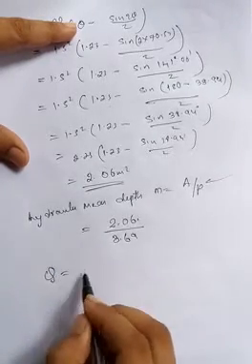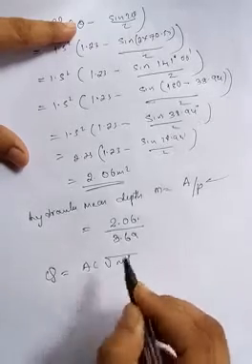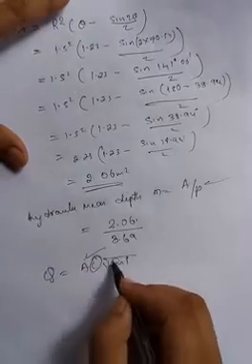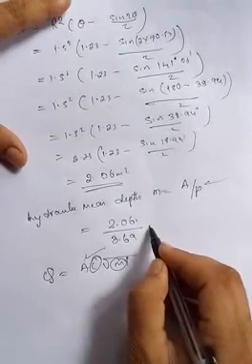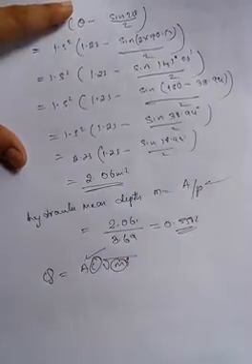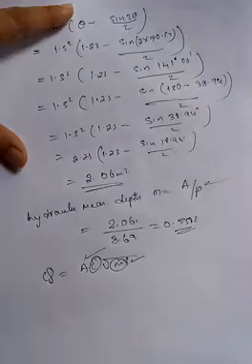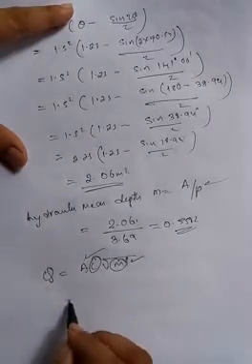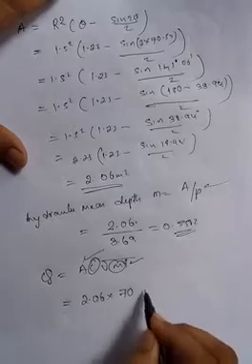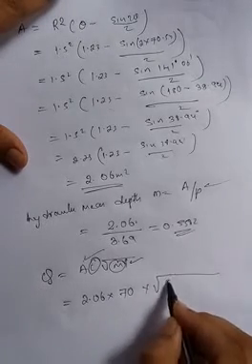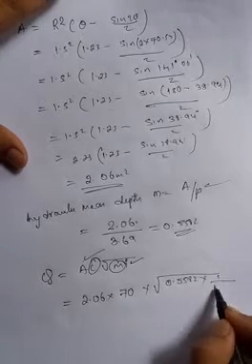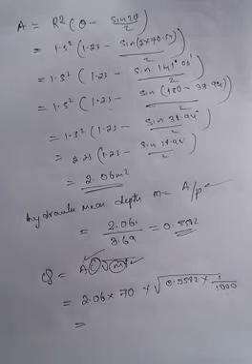You know the equation to find out the discharge, AC into root over MI. You know the value of area, and Chezy's constant, you know it is 70. And M, you got the value of hydraulic mean depth: it is 0.5582. And I, as you know, is 1 in 1000, 1 divided by 1000. Just substitute the values. Area 2.06 into C is 70 into root over M I, hydraulic mean depth 0.5582 into I is 1 divided by 1000. Just calculate.